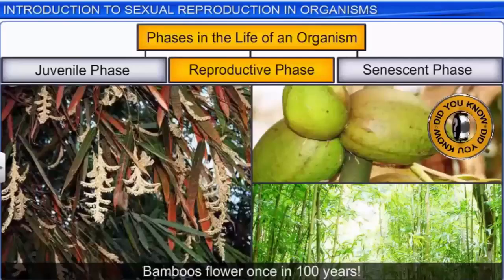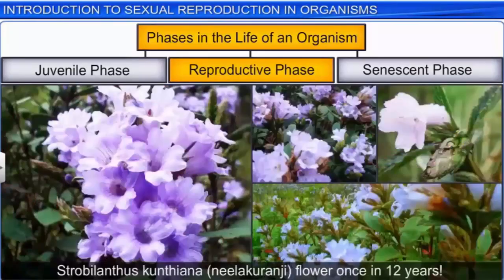Did you know that certain plants such as bamboo flower only once in 100 years, produce fruits and then die? Similarly, Strobilanthes kuntiana or Neelakuranji flowers every 12 years?